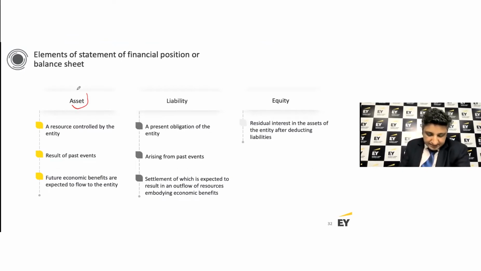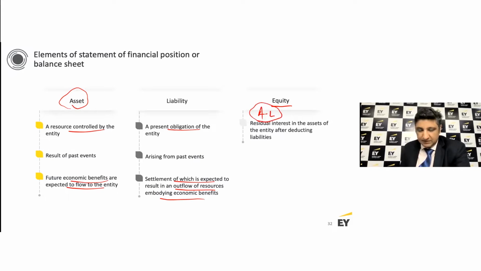An asset is basically a resource controlled by the entity, which is expected to offer future economic benefits. Similarly, a liability would be a present obligation, which is expected to result in an outflow of resources. And equity is nothing but the balancing figure, assets minus liabilities, the residual interest in the assets of the entity after deducting the liabilities.